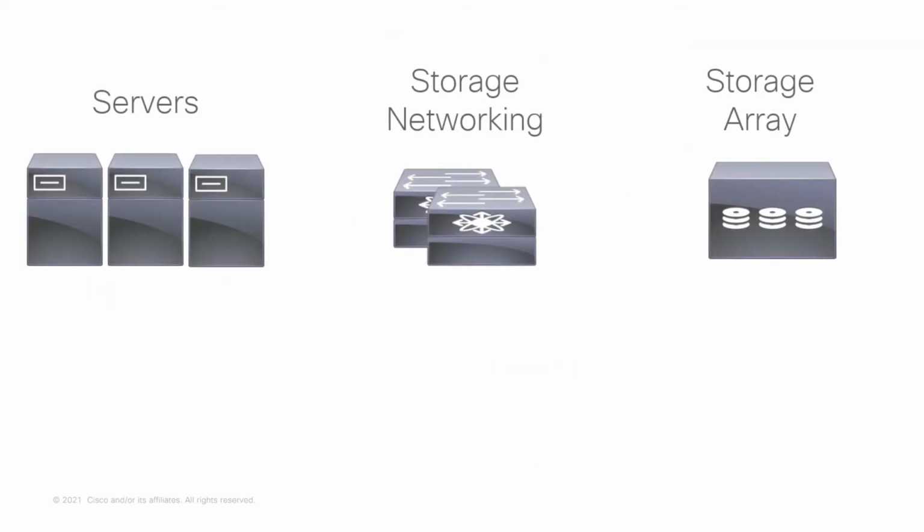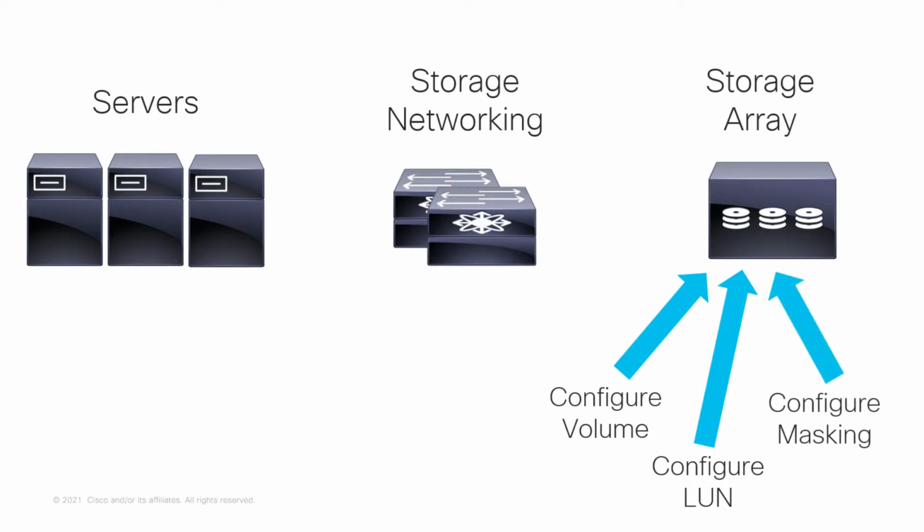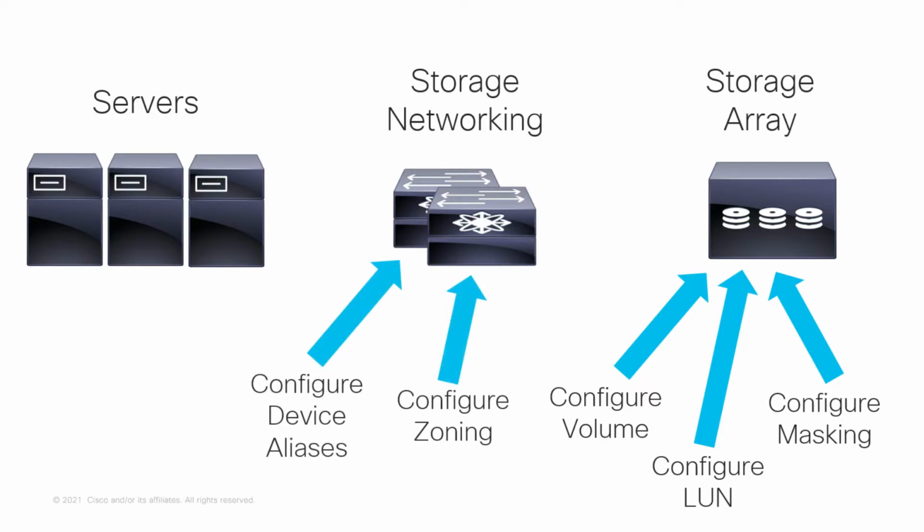So, how does the architecture reflect an administrator's experience with volume management? In a traditional three-tier architecture, if you want to provision a new volume, you need to create a volume, configure LAN settings, and configure LAN masking. But wait, do you have the correct configuration for device aliases and fiber channel zoning? Also, probably more than one team needs to be involved here in this task.